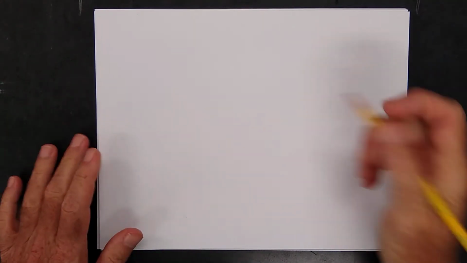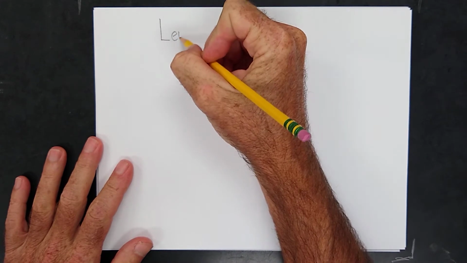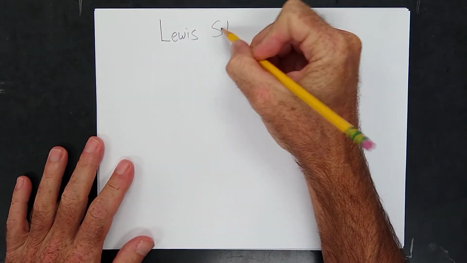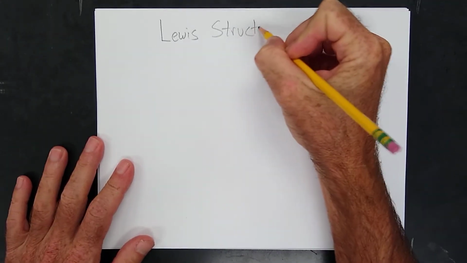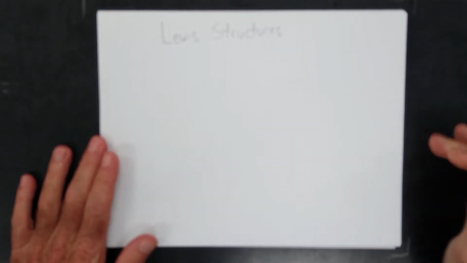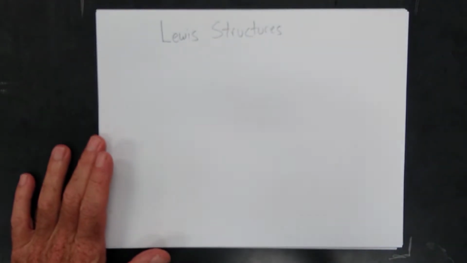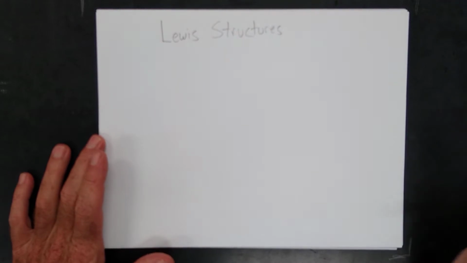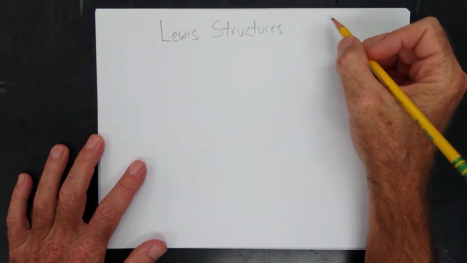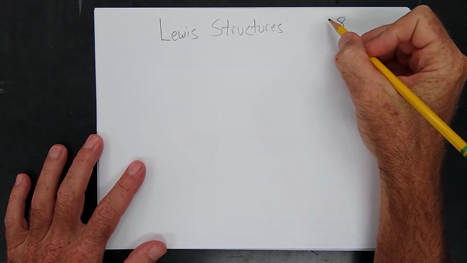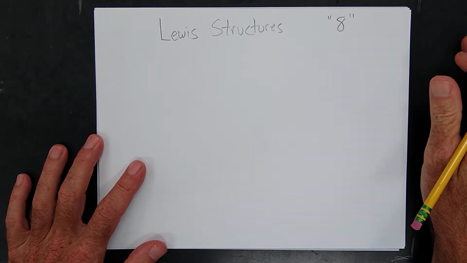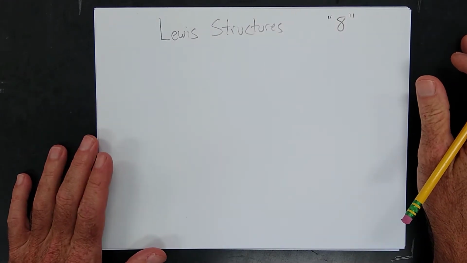All right, people, in this video right here, we're going to work on drawing something called Lewis structures, okay? And these Lewis structures are pictures of molecules. Now, we've drawn Lewis dot diagrams before, and that's really going to help us here, okay? Remember, all of these atoms are looking for the magic number of 8 valence electrons, okay?